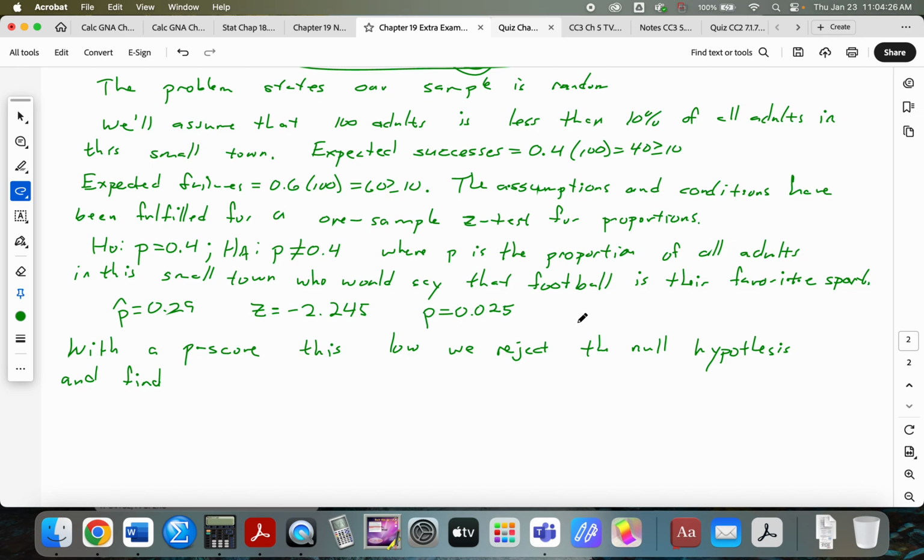There's only a 2.5% chance that this could happen if the proportion of adults in this small town who would say football was their favorite sport really was 40%. Okay, it's pretty convincing. And it's quite a lot less.